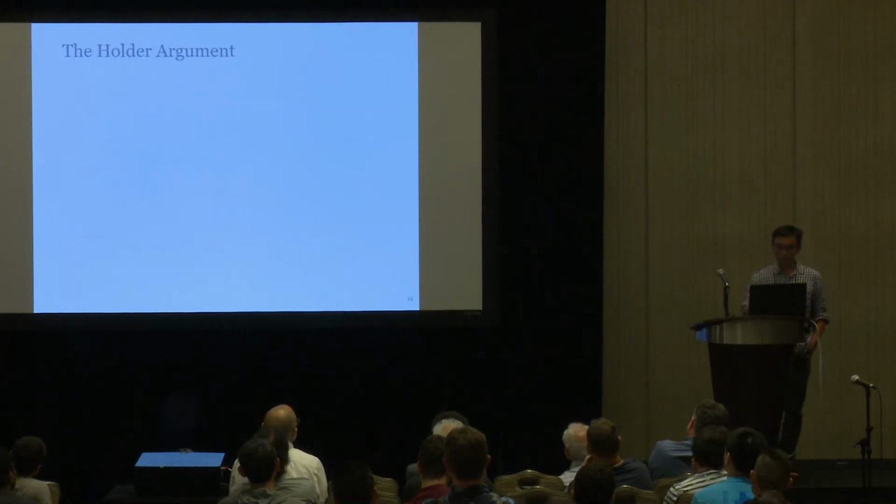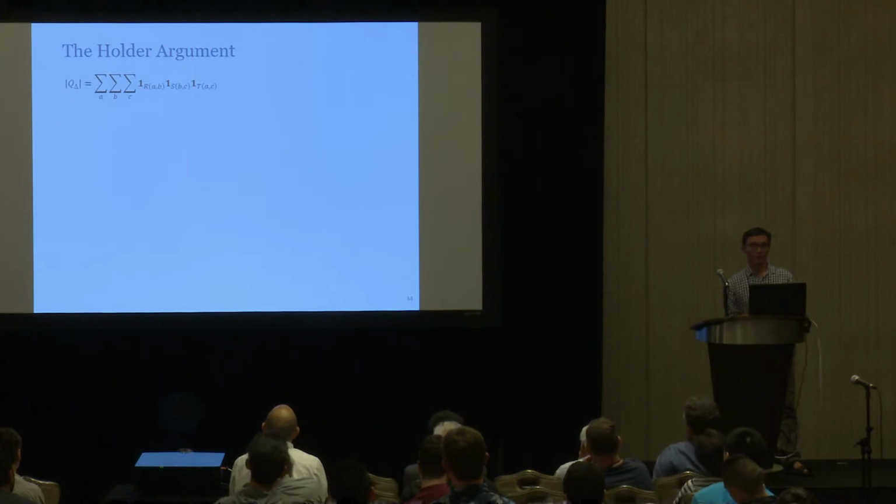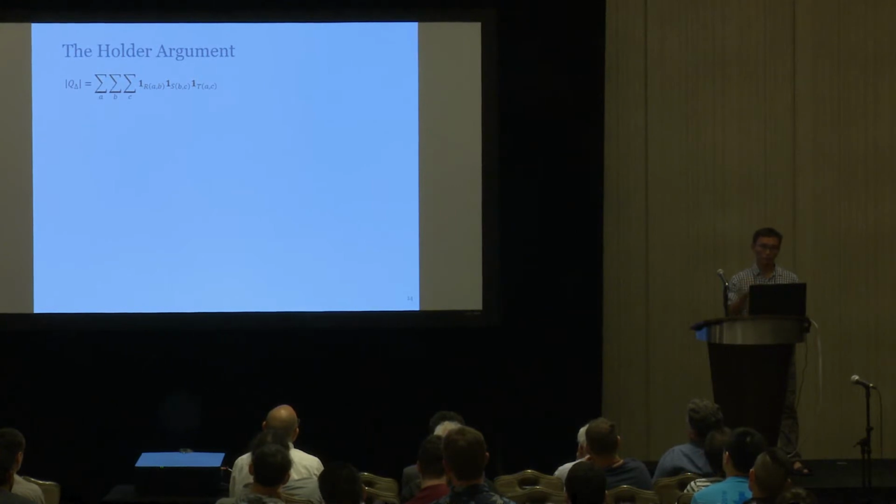So here's the first proof, the Holder argument. It goes like this. We have the triangle query, so I can write the output size as a sum of a product. The sum is over all possible values of A, all possible values of B, all possible values of C. And we'll only have a 1 if AB is in R, and BC is in S, and AC is in T. Obviously, we only count 1 if the triple ABC belongs to the output. This is by definition.